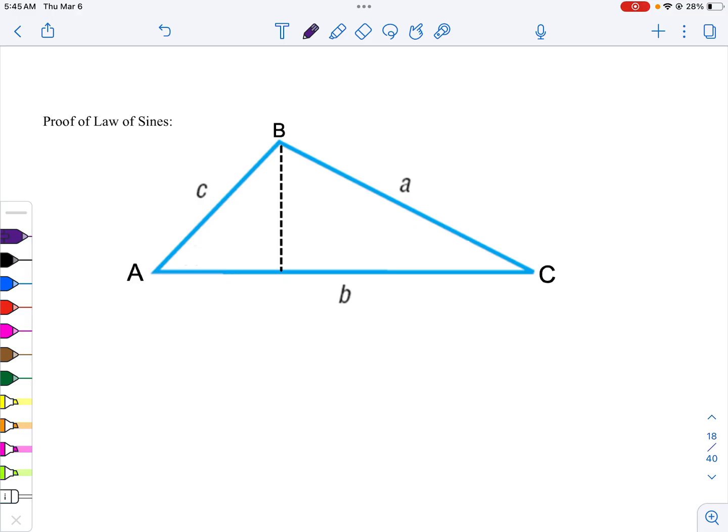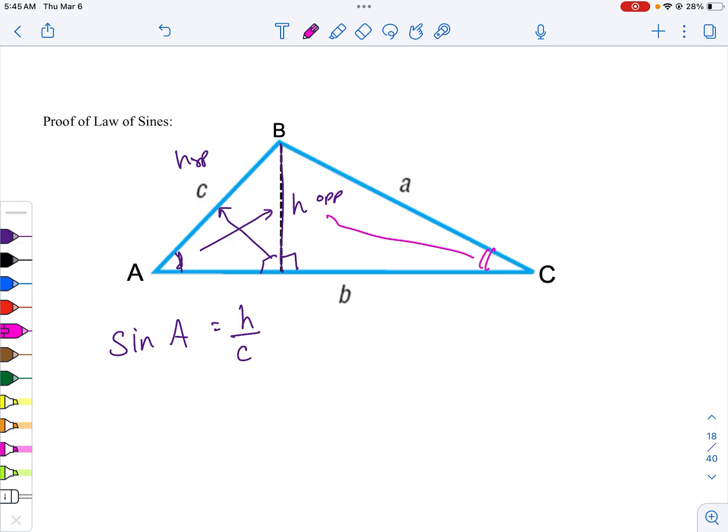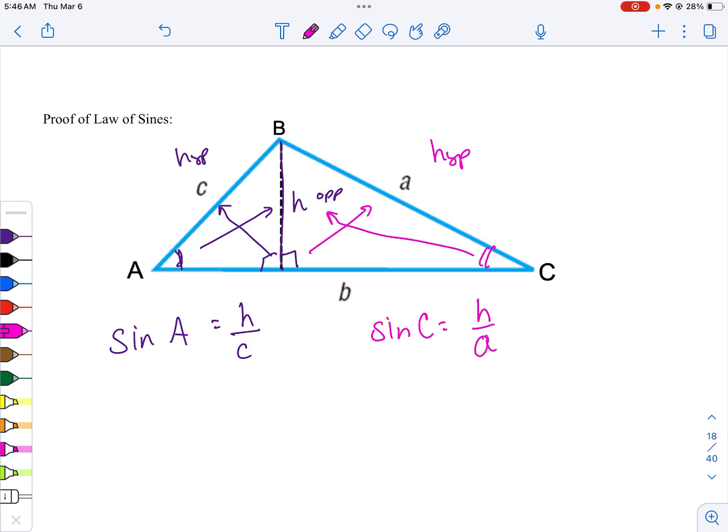We talked about yesterday how if we drop the height down here, I'm going to call that H, we get a right angle. If I want to use SOHCAHTOA with angle A, the opposite side would be H, and the hypotenuse over here would be C. So I know that sine of A is equal to the opposite, which is H over C. If I want to do the same thing over here for angle C, this side is still the opposite, but this time a is the hypotenuse. So sine of angle C is equal to the opposite side, H over a.